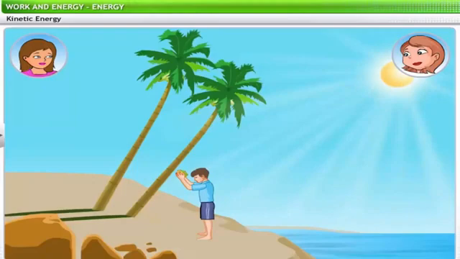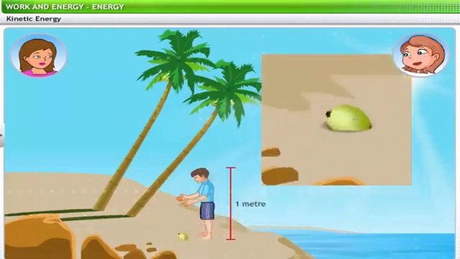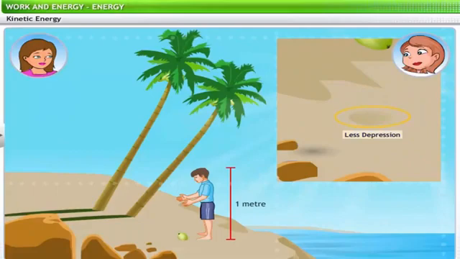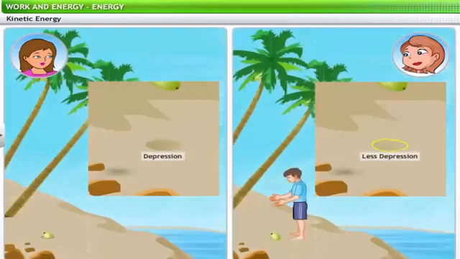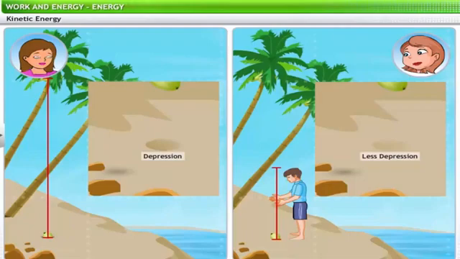Now let's see what happens if we again drop the coconut from a lesser height, say 1 meter. It still makes a depression on the sand. But this depression is not as deep as the one made earlier by the coconut that dropped from the tree. That's because the first time the coconut was dropped from a greater height and hence had higher speed. This gave it more energy to do work. Thus, more work was done when the distance travelled by the coconut was more.